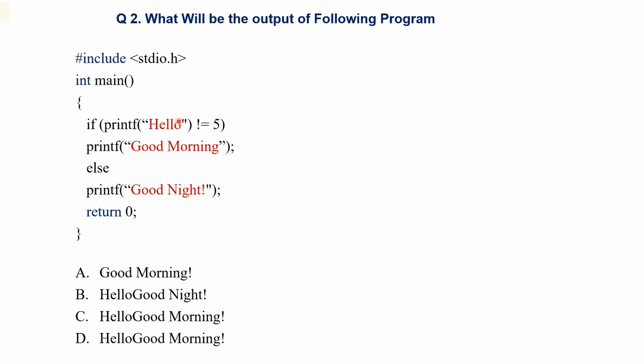So then the condition now becomes 5 not equals to 5. So 5 not equals to 5, condition is false. As condition is false, control will be transferred after else statement, and the statement after else will be executed. So hence this statement will be executed, because of which a message good night will be displayed.